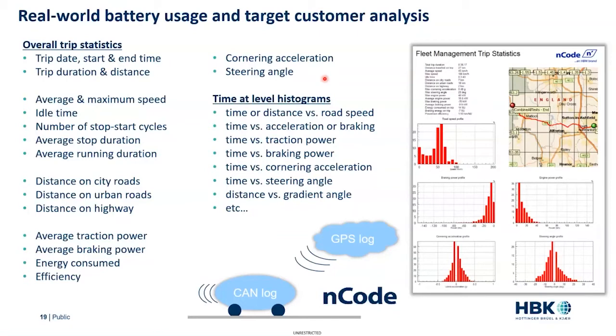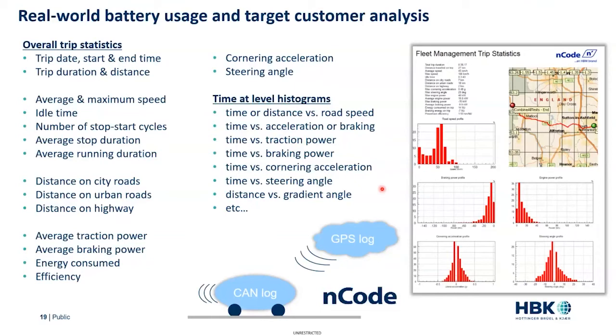But more important to us is probably the histograms, because these will allow us to tailor tests and to check that our laboratory tests actually do encompass the range of customers that we're seeing. So things like the time or distance with respect to the road speed, or the acceleration or braking with respect to time, or the tractive power. How long was it in traction power? How much was that? The braking power, cornering acceleration, and so on. So we've got this wonderful capability just from GPS.